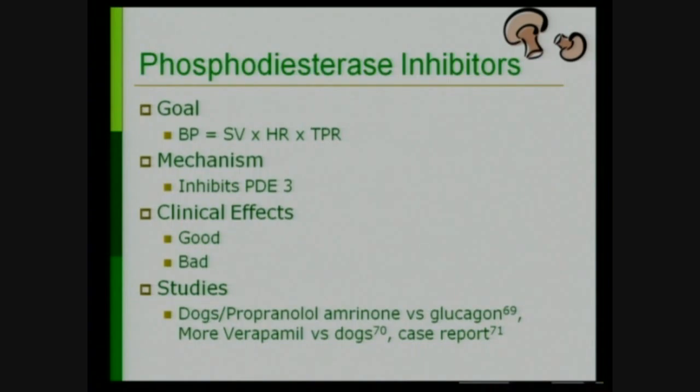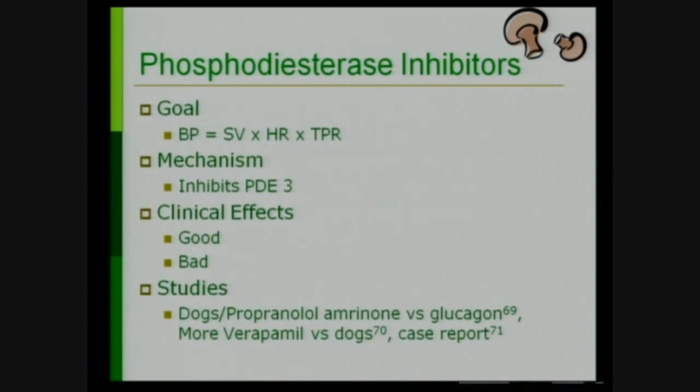Phosphodiesterase inhibitors. Anybody use milrinone? We're kind of getting old school here, right? Amrinone, milrinone, those kind of drugs. So those are phosphodiesterase inhibitors. They inhibit this phosphodiesterase 3, and I'll show you on the diagram where that is in the cardiac myocyte. And the good thing is that it may increase contractility. The bad is that it may vasodilate. And it has sort of a long half-life, so if you run into trouble, it's hard to get rid of it.